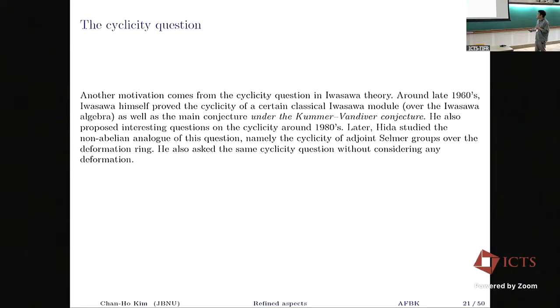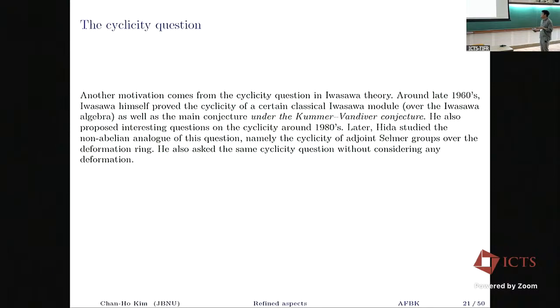This is another question, due to Hida. Another motivation comes from the cyclicity question in Iwasawa theory. Around the 1960s, Iwasawa himself proved the cyclicity of a certain classical Iwasawa module over the Iwasawa algebra, as well as the main conjecture under the Kummer-Vandiver conjecture.